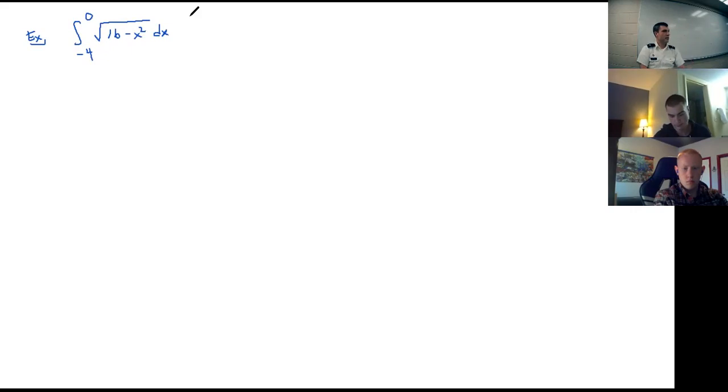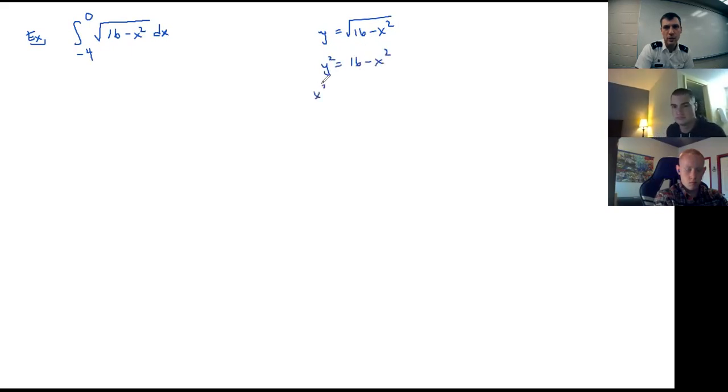So what happens if I said this is a function y? If I said y is equal to the square root of 16 minus x squared, I want to understand this better, so let's get rid of the square root part. Y squared is equal to 16 minus x squared. X squared plus y squared equals 16. Does that look familiar? That's a circle of radius 4, centered at the origin, 0, 0. And because I have the square root, it's the top half of the circle, whereas negative square root would give me the bottom half.